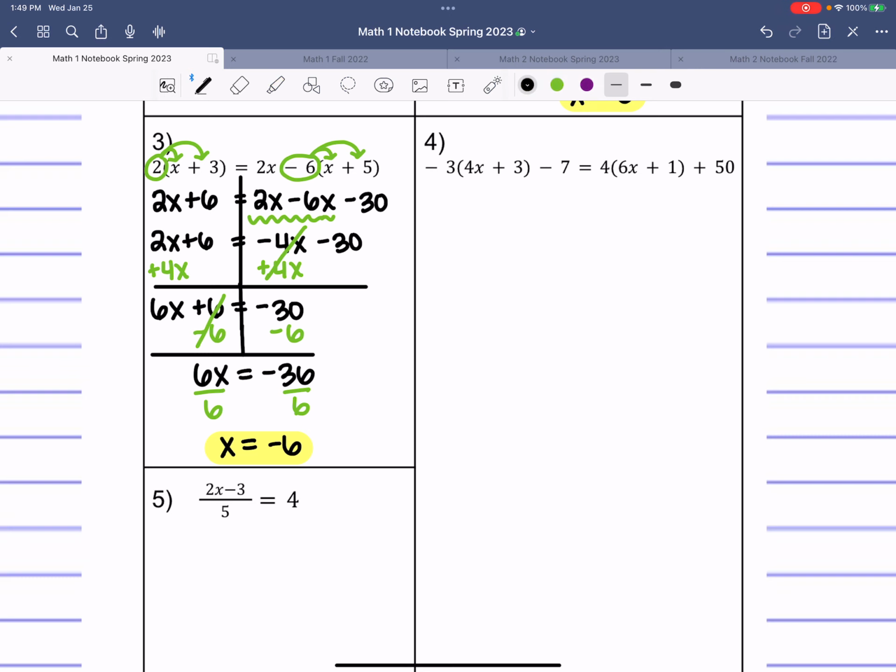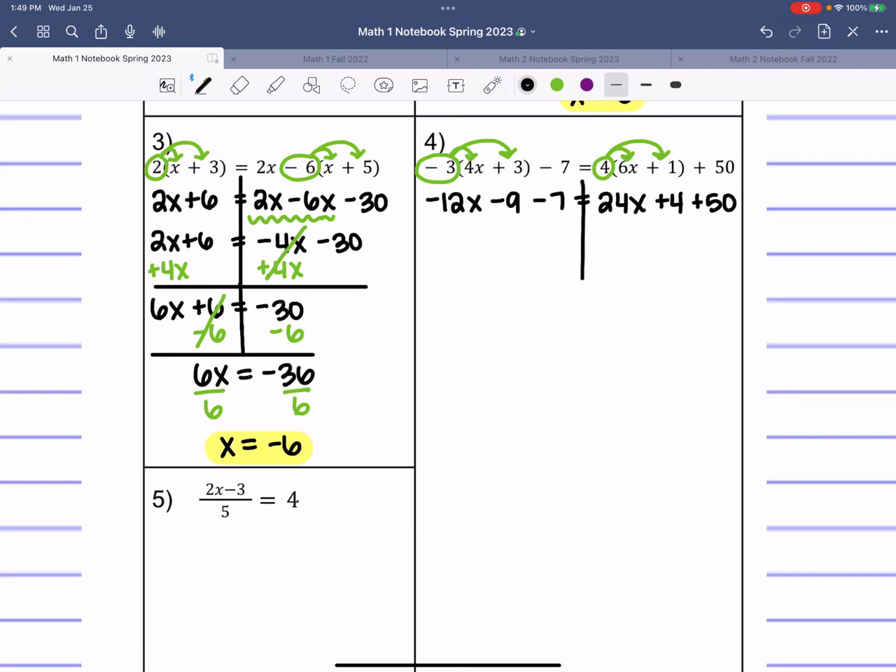Number 4, we have a negative 3 times both of these. So that's our distribute. That'd be negative 12x minus 9, bring down the minus 7, equals 4 times each of these. That's our distributing again. That would be 24x plus 4 plus 50.